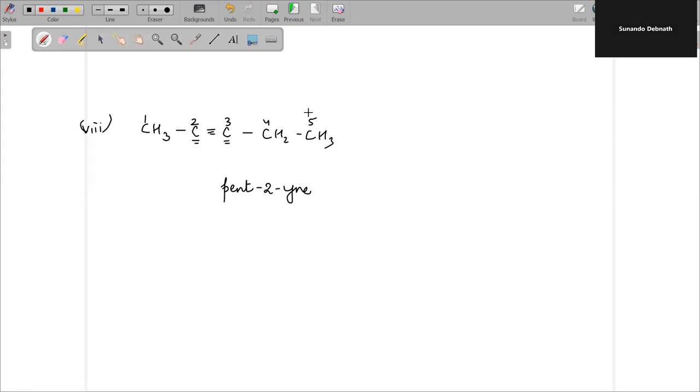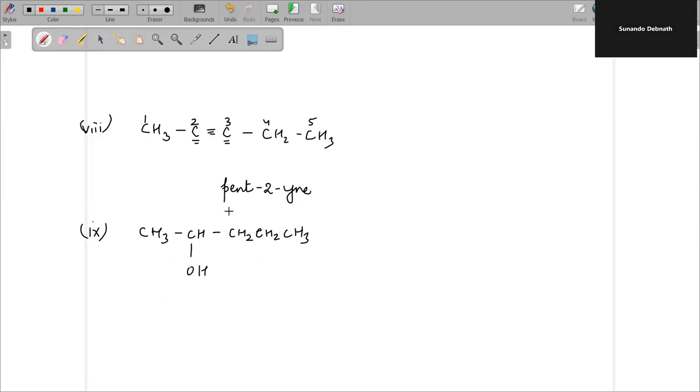वेरी सिंपल. नाउ लेट्स डू दिस. CH3, CH, CH2, CH2, CH3, and you have an OH connected to this CH.